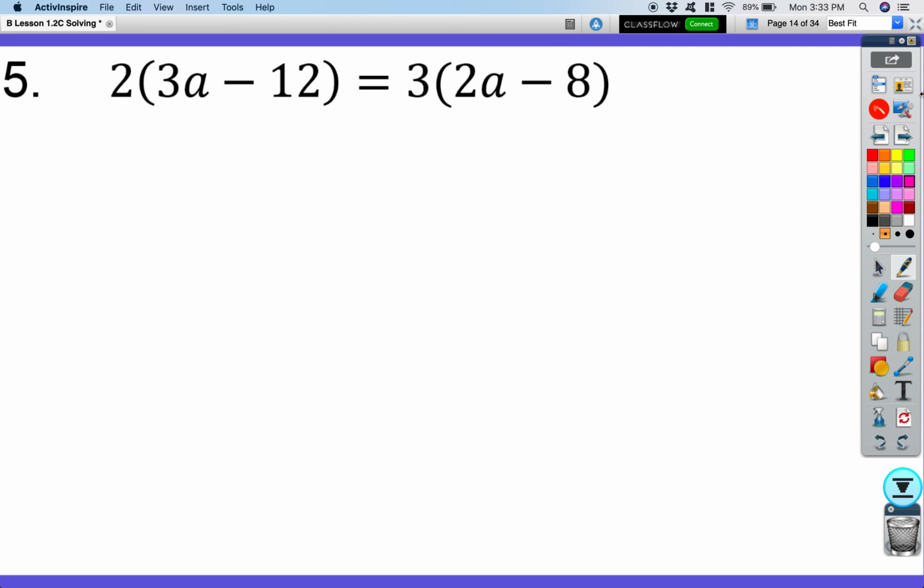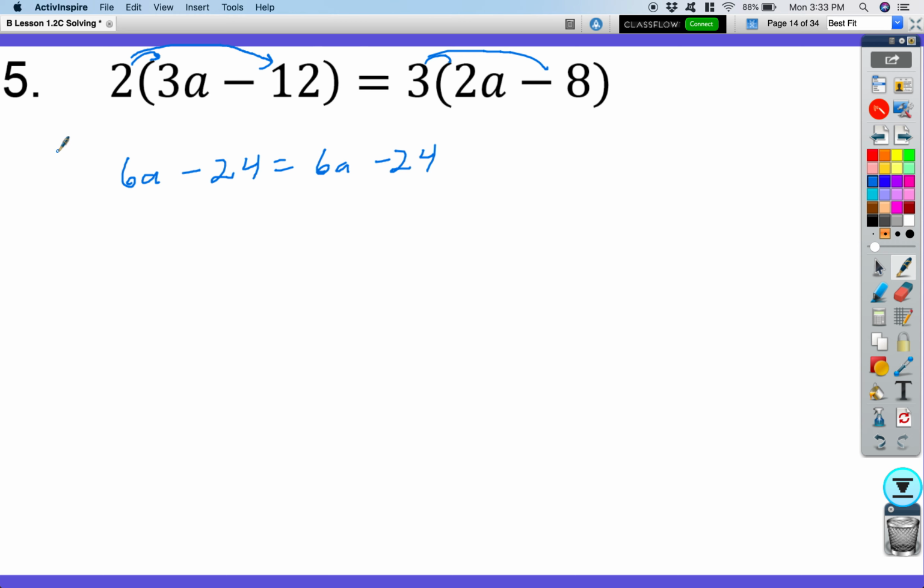All right, then, looking at the next one. Now this starts to look a little bit more confusing because it's not exactly clear if it's one solution, no solution, or infinitely many solutions. I actually need to solve. So I'm going to begin by distributing here. This will give me then 6a minus 24 is equal to 6a minus 24.